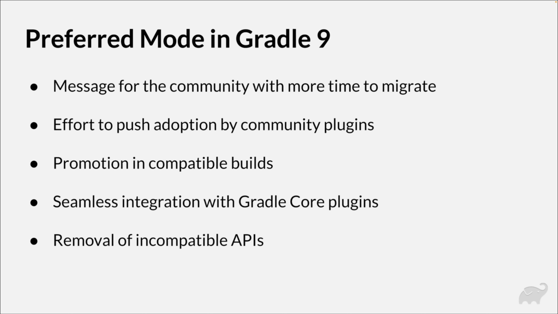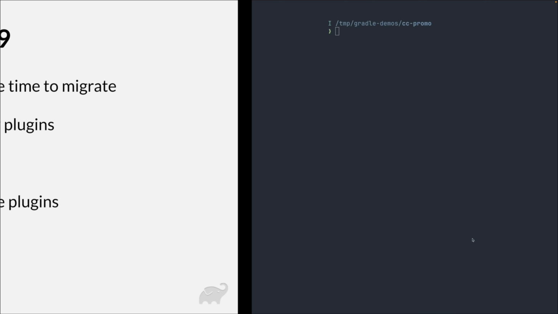We started removing some of the old incompatible APIs in Gradle 9, such as the project exec callback, for which now there are safe and idiomatic alternatives already available, such as exec operations. During the Gradle 9.x timeline, we plan to deprecate all incompatible APIs with the goal of removing them in Gradle 10, making the experience with configuration cache as seamless as possible. Now for a short demo.